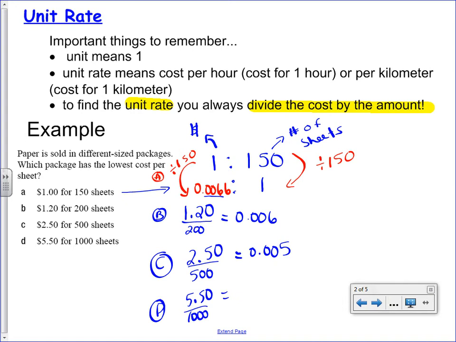And what do I get for that, Noriel? Okay, so looking at all of these answers here, Bailey, which one is the lowest cost? Yeah, 0.005. So this is a question, you can't get around it. You have to do the unit rate for every single one. Okay, so that's an example of a question where you have to do the work for all of it. Okay, any questions with unit rate?